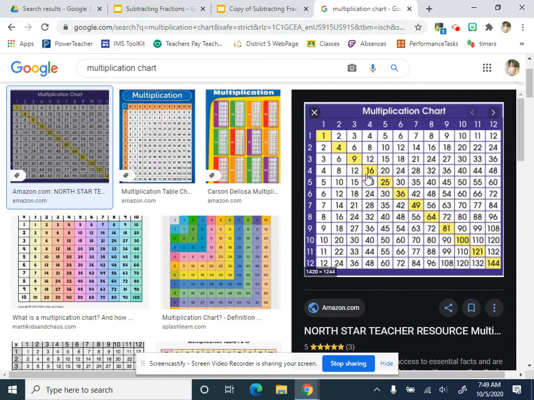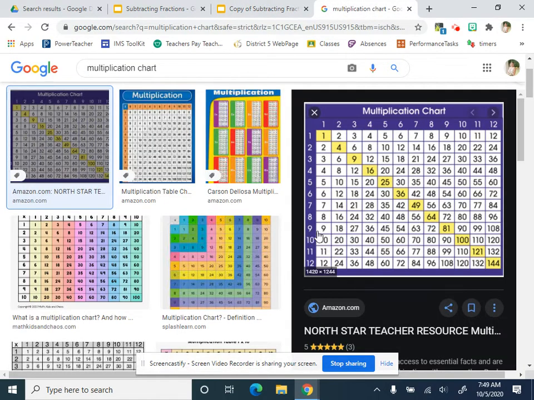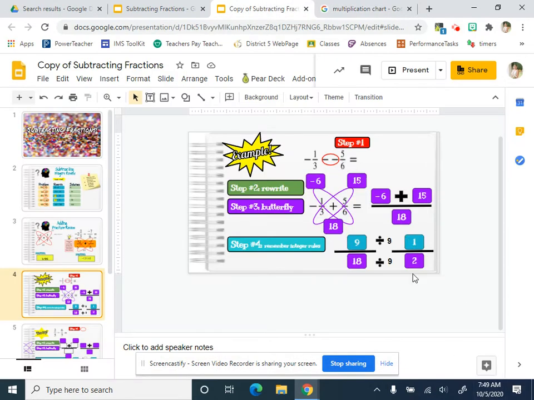Go to 4. Nope. Go to 5. Nope. 6. There's an 18 but not a 9. Go to 7. Nope. Go to 8. Nope. Go to 9. Well, I see a 9 right here, and I see an 18. So that means I can divide both of these numbers by 9. 9 divided by 9 gives me 1. 18 divided by 9 gives me 2. And that's how I get 1/2.